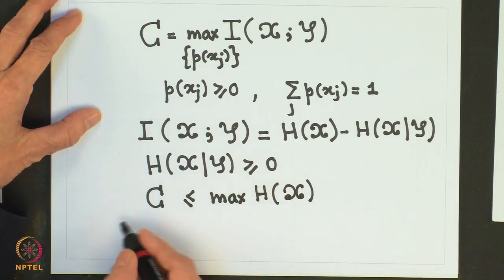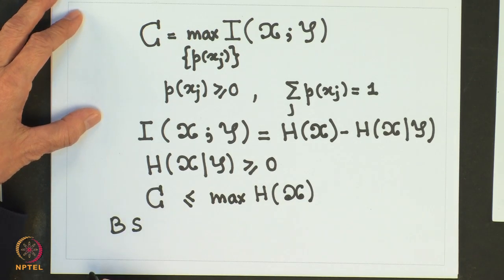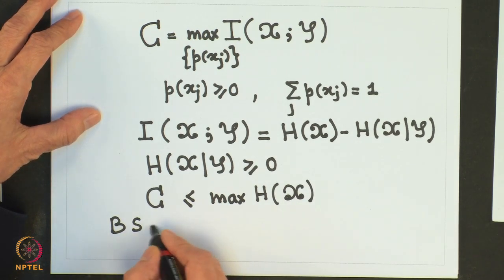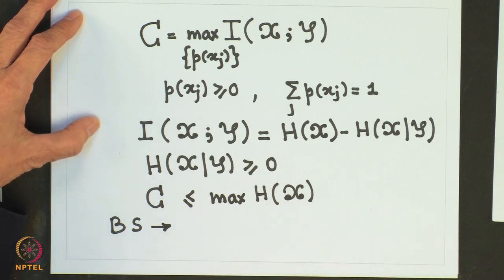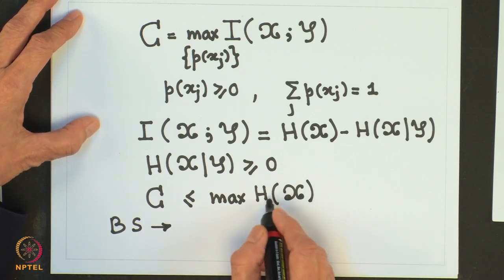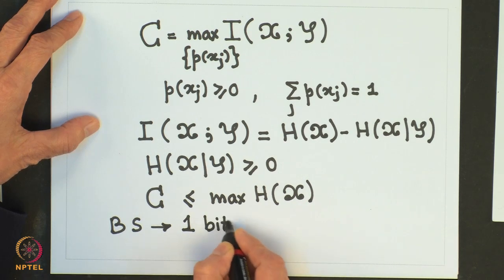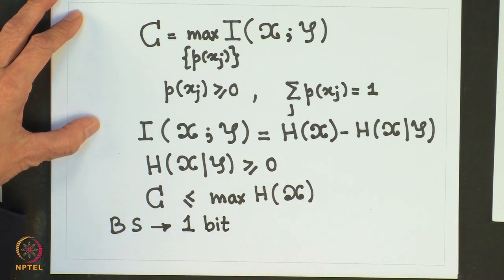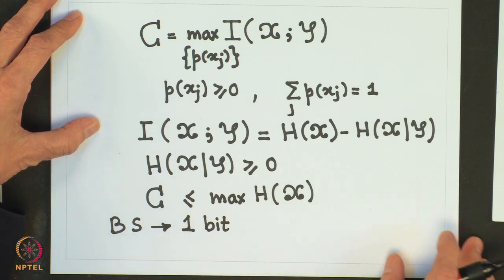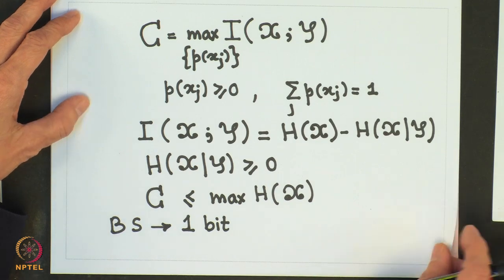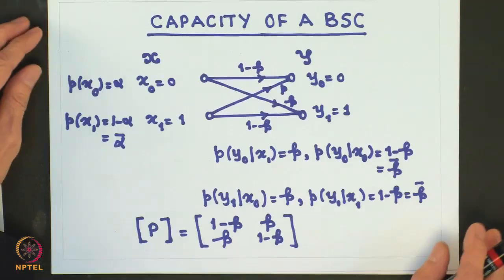H(X). So, if you consider a binary source, then we know that the maximum value of the entropy H(X) is equal to 1 bit, which implies that the channel capacity of a binary symmetric channel cannot be more than 1 bit. Let us formally calculate the capacity of a binary symmetric channel.